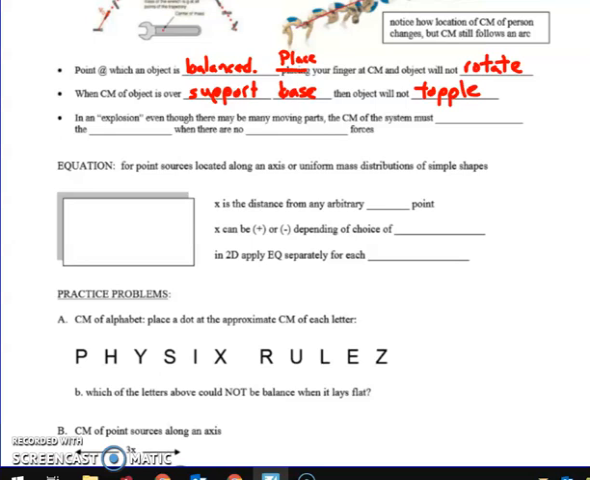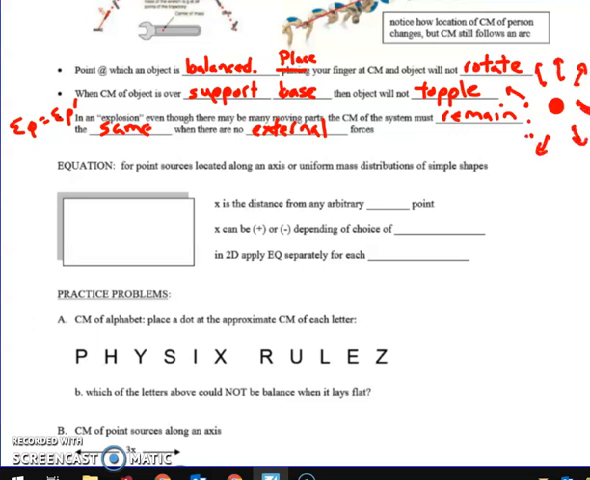All right, lastly, and this is really conservation of momentum, and that's how I'm going to write it here because that's the simplest way. In an explosion, even though there are many moving parts, the center of mass of the system must remain the same, but only when there are no external forces. So if I have, let's say, a bomb just sitting there and then it blows into a bunch of little pieces flying in all directions, if I look at the center of mass of every single piece after the explosion at any given time, I will see that the center of mass stays right where it was. They must move in such a way to keep that.